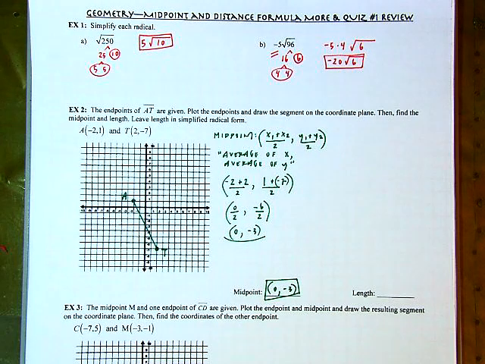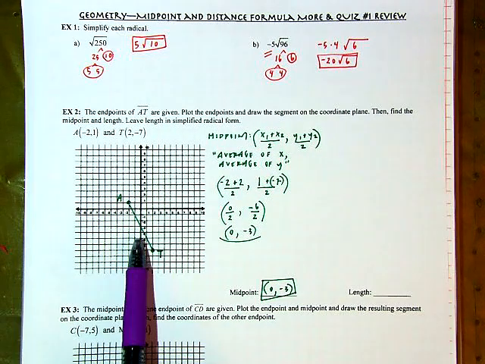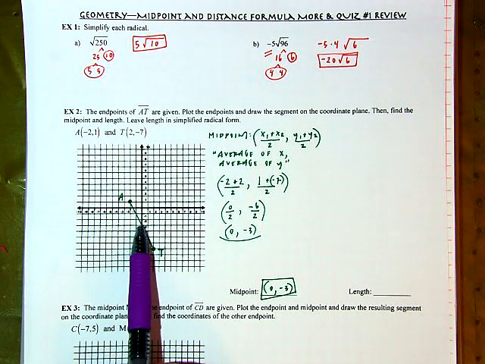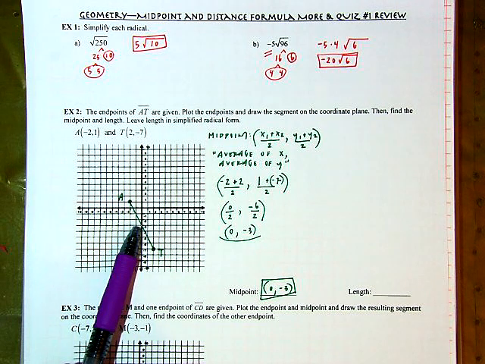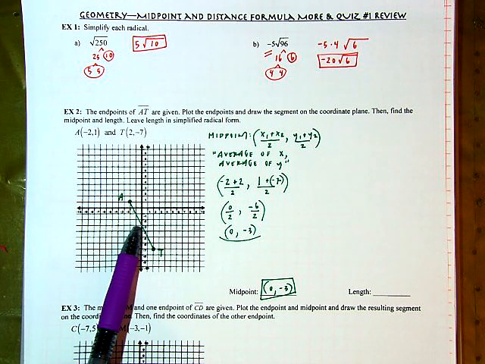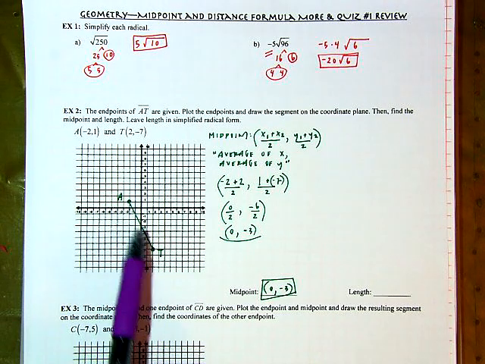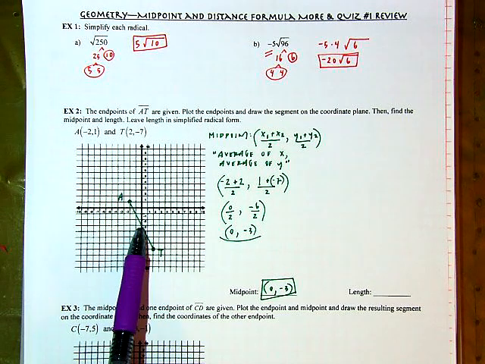I go back and look at my graph, I want to make sure that that makes sense. So 0, -3, that would be right there. That makes perfect sense, right? That is the midpoint, the middle point. It's the place where it bisects the segment and creates two congruent parts, right there.